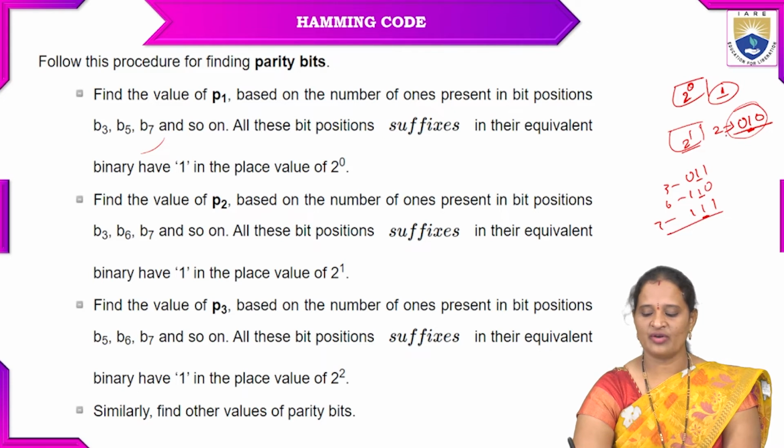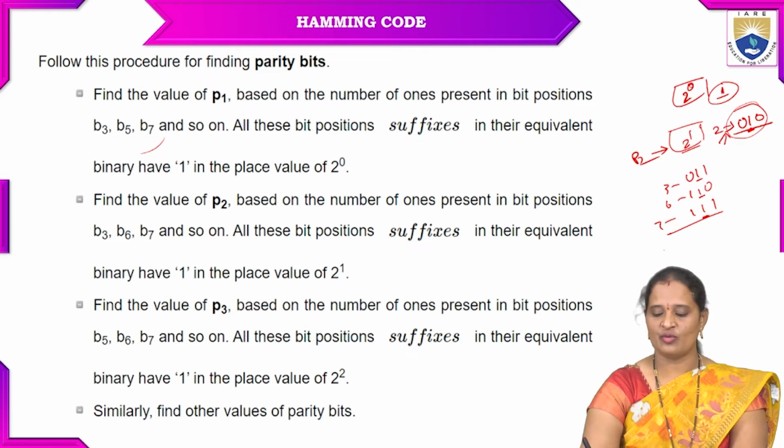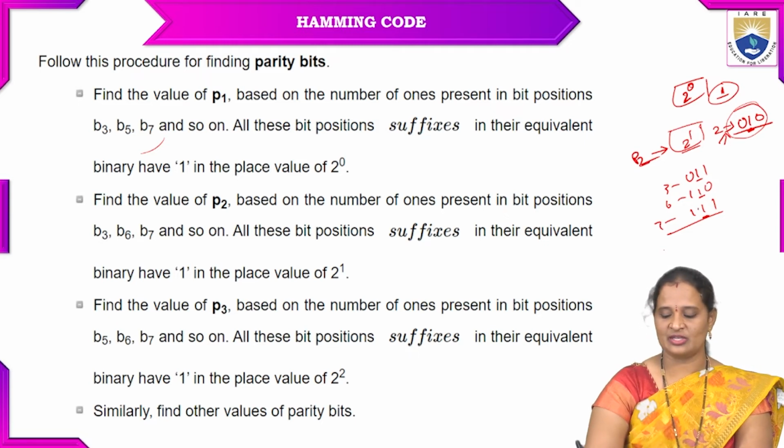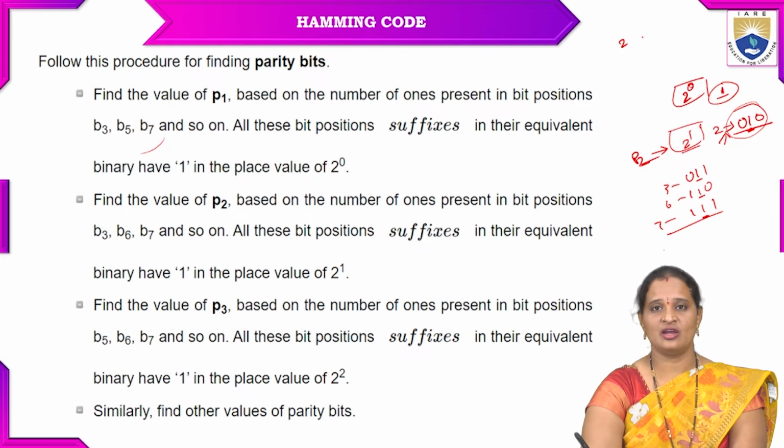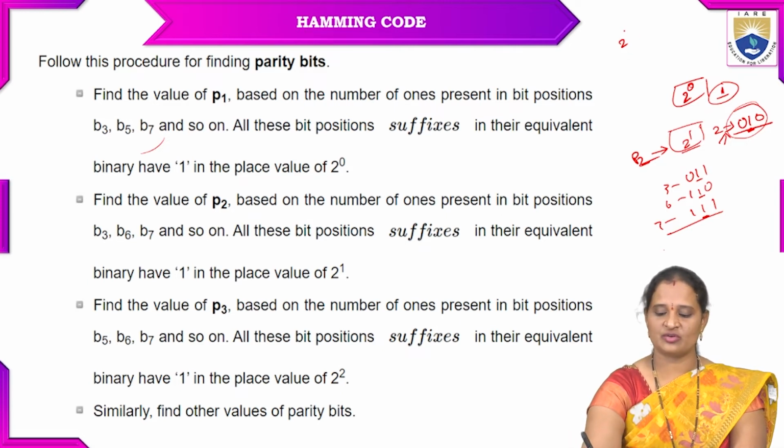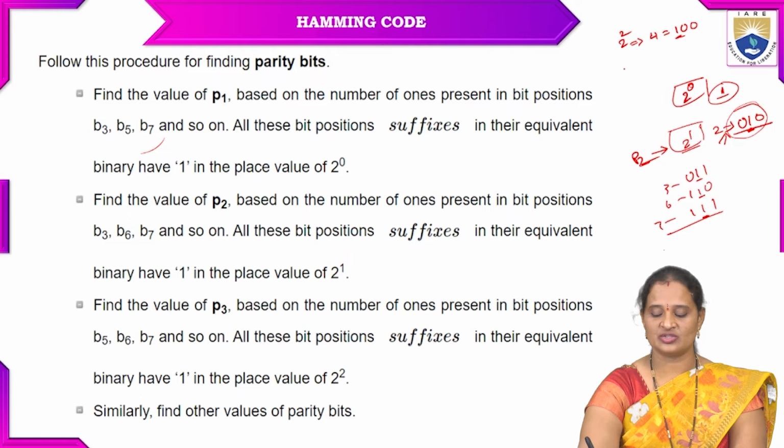So in order to find the value of P2, we need to check the bit position values 3, 6, 7 and, based on the parity, the P2 value can be assigned. Similarly P3, which is placed in the next power of 2 position. What is it? 2 power 2, which is 4. What is the binary equivalent of 4? 1, 0, 0. The MSB is 1. So now check all the other combinations: 4, next 5, next 6, 7. That is 5, 6, 7 are the bit positions which have the MSB as 1.